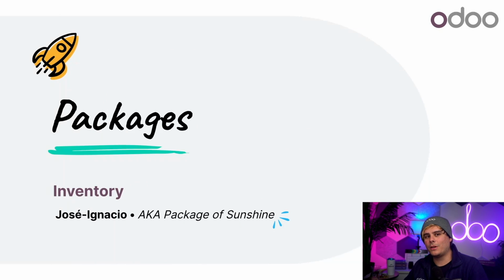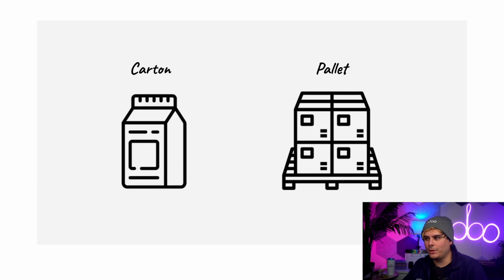In this video we're talking packages, which is a container used to move a bunch of products at once. This container can be anything you want, like a carton, a box, or even a pallet if your imagination allows it. Odoo keeps track of what products are in a package as well as where it's been and where it currently is.